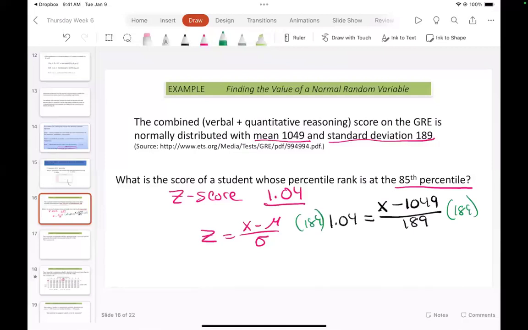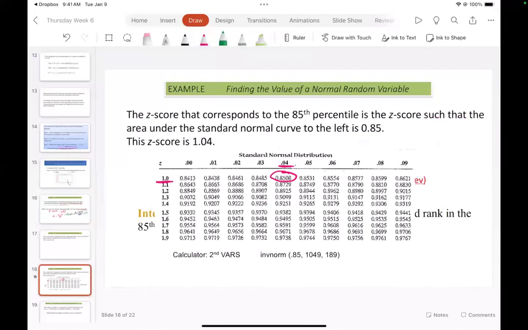Where did you get the 1.04 again? I got it from my Z table because I looked for, see how right here, this is really close to 85%. I just looked in the body of the Z table till I found a probability or an area that's really close to 85%. And then I found the Z-score that goes with it. So this is 1.0 and my hundredths place is 4. Does that make sense? Okay.